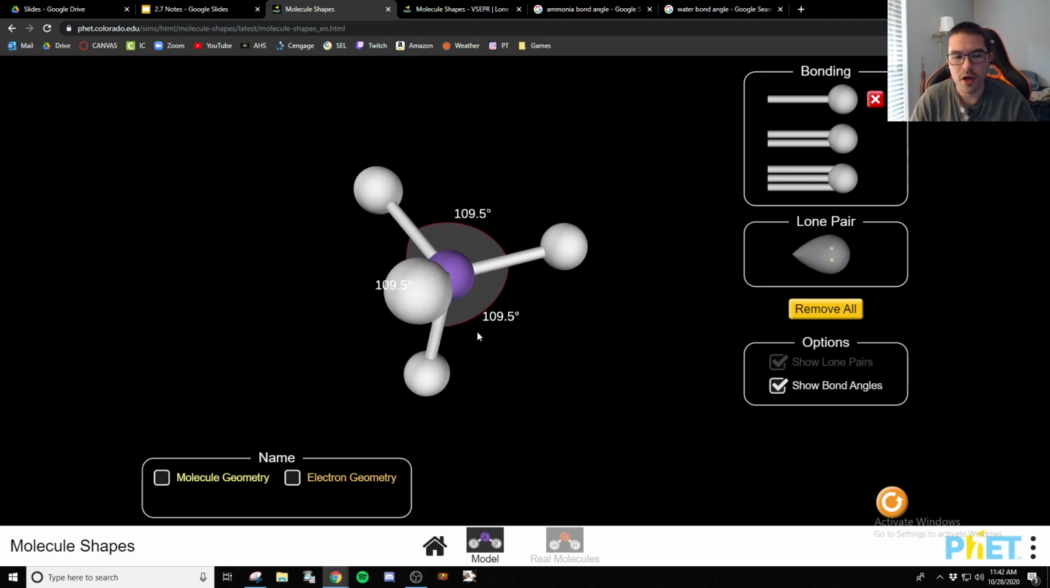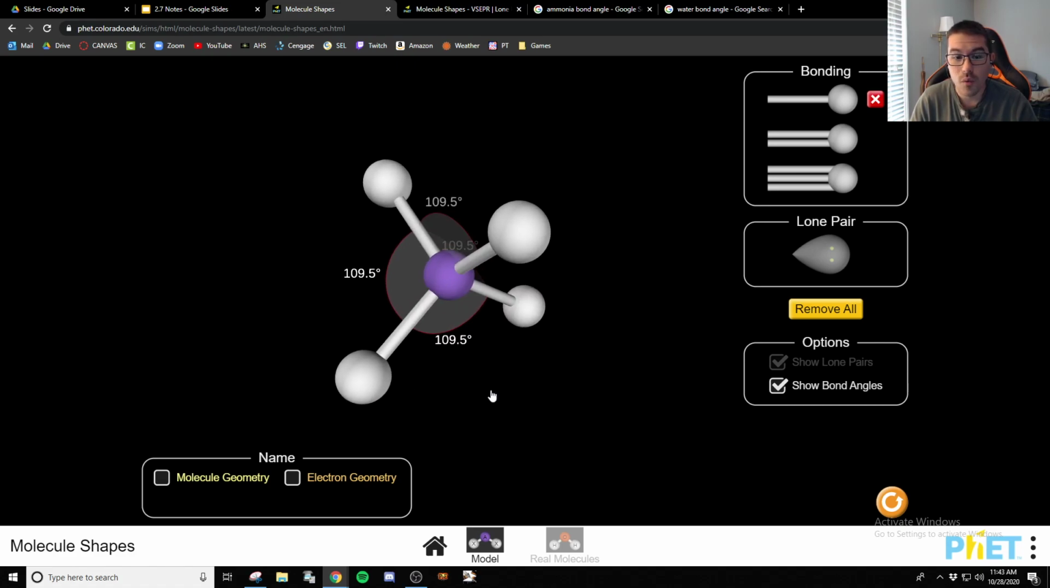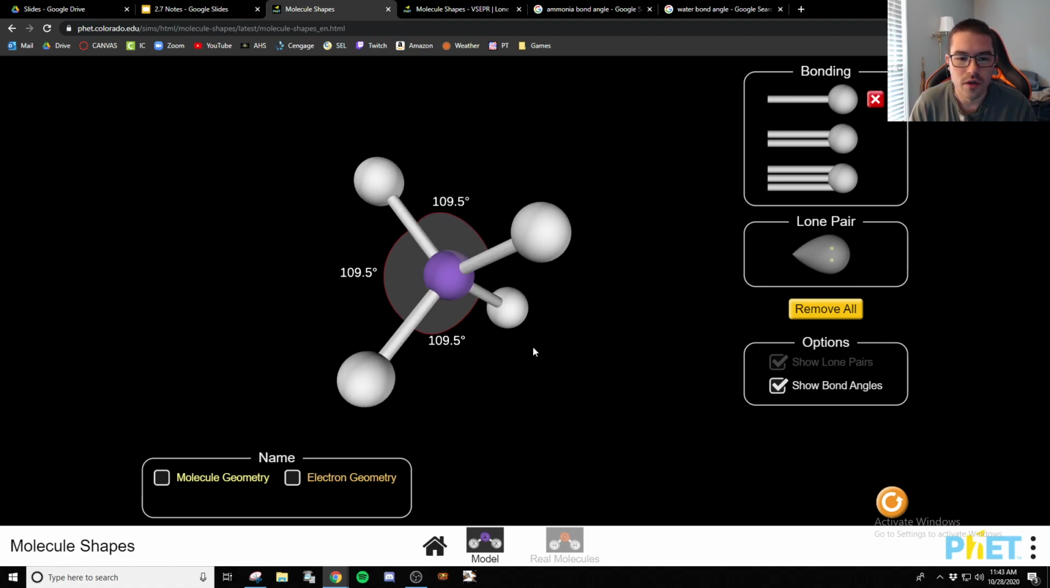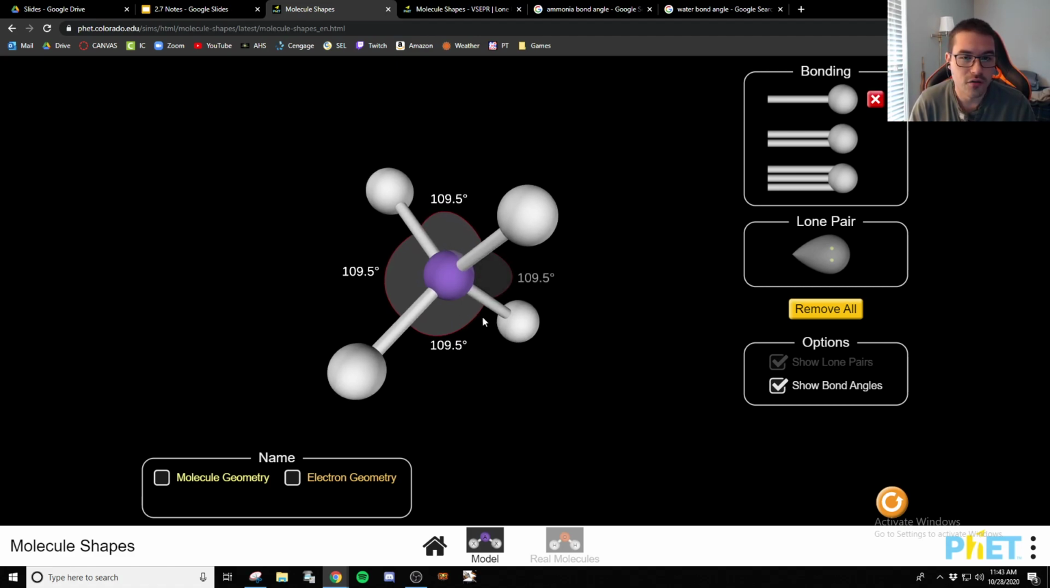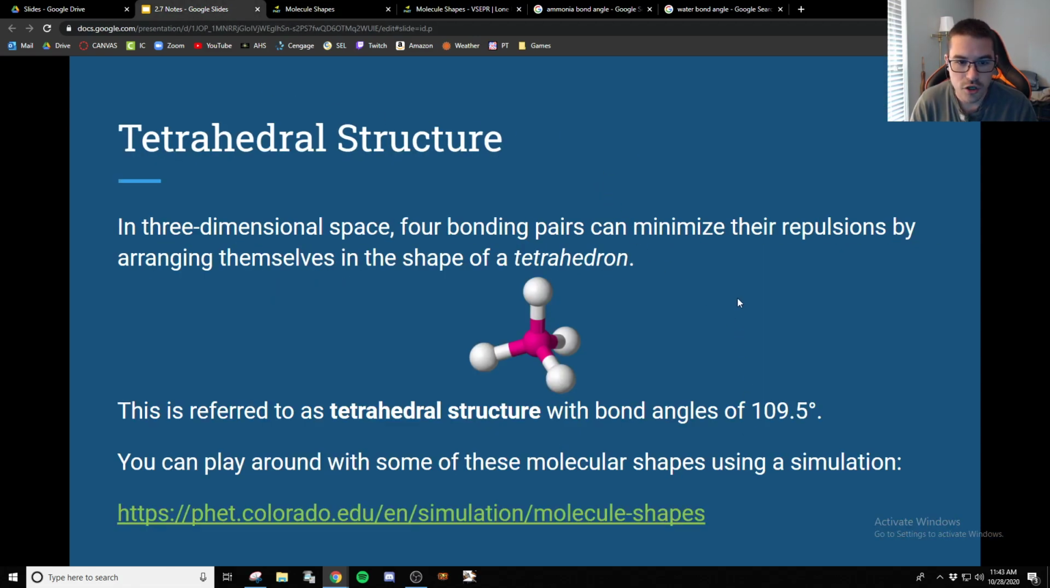So I would encourage you to play around with this tool. In fact, that's what we're going to be doing in class. Once we draw the Lewis structures of things, we're going to come and build it in this simulation, and we're going to discover whether or not we were correct in predicting the bond angles. Okay, so let's get back into the presentation here.